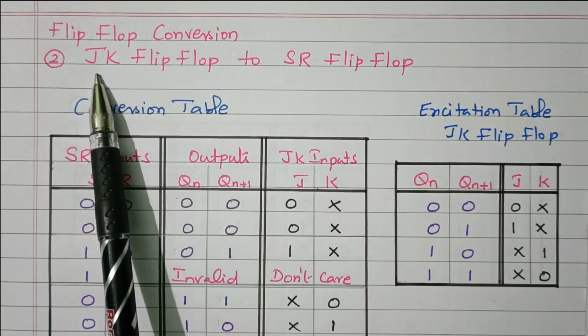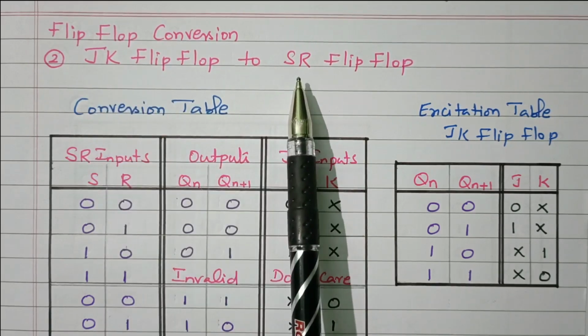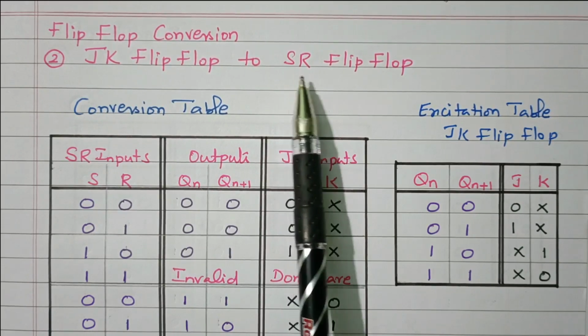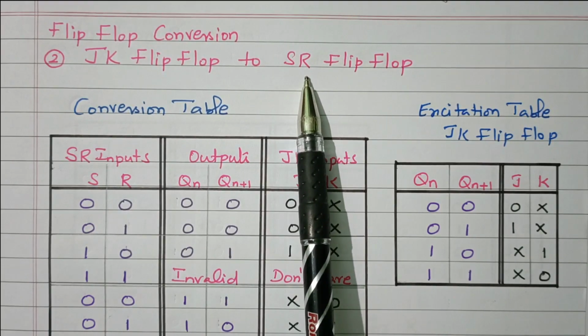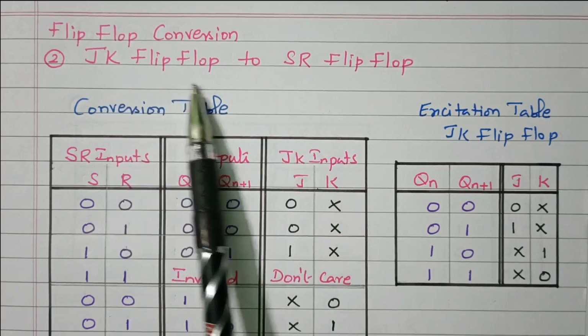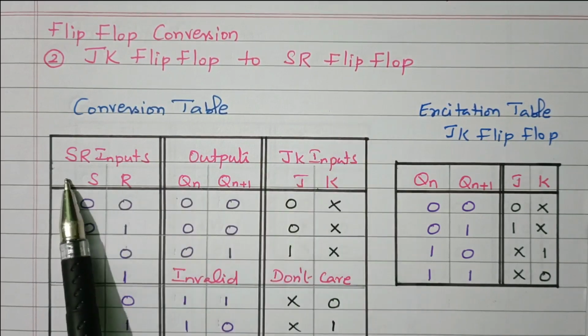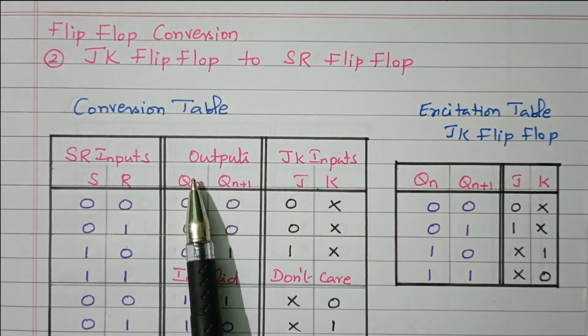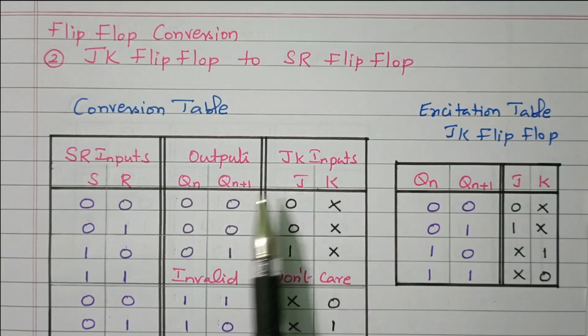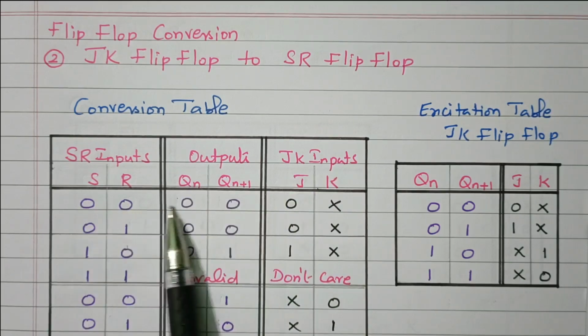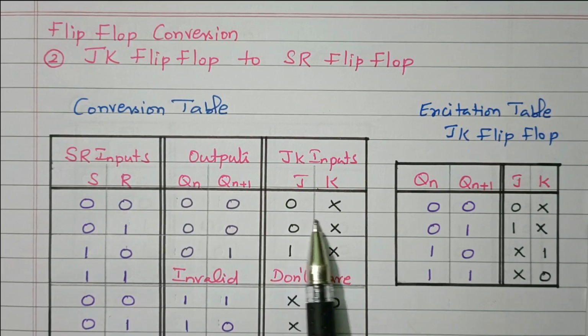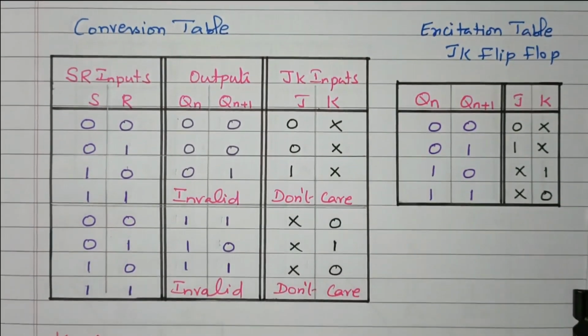So we are going to convert JK flip-flop into SR flip-flop. We know that S means set means 1. R means reset means 0. So first we will see the details about the SR flip-flop. Then we will decide what is the JK input. Based on the SR flip-flop truth table, we need to decide the JK flip-flop input, so that JK will be converted into SR.